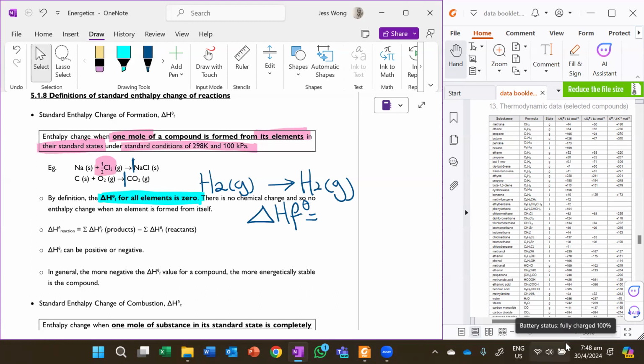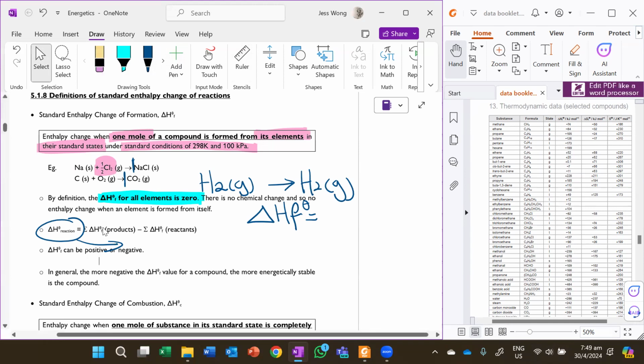Now what do we do with all these delta HF values? We use these delta HF values to calculate the delta H of any reaction. Be it a decomposition, a metal displacement or a redox reaction, we can calculate the enthalpy change of that reaction using the formation data of the reactants and products. We will get the formation data from table 13 and apply this formula to calculate the enthalpy change of any reaction.